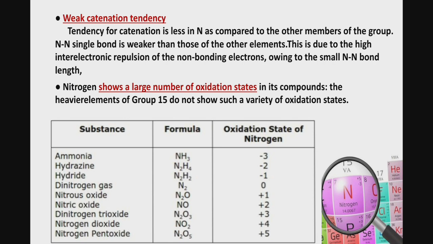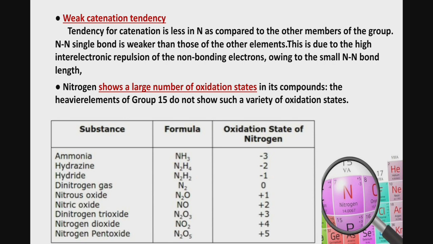Then next, nitrogen shows a large number of oxidation states in its compounds. The heavier elements of the group do not show such a variety of oxidation states. Here I have given a table representing the oxidation states of nitrogen. Ammonia, NH3, has oxidation state minus 3. Hydrazine N2H4 is minus 2, diimide N2H2 is minus 1, and dinitrogen gas N2 is 0.